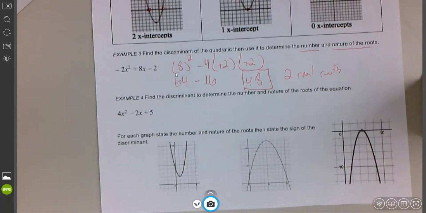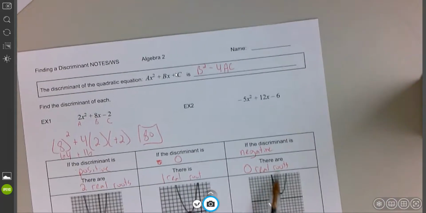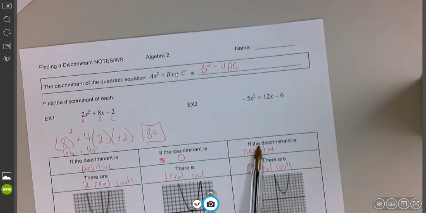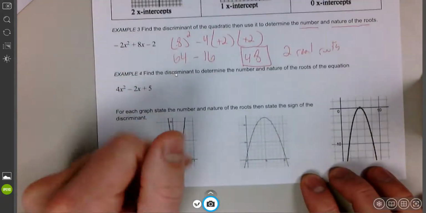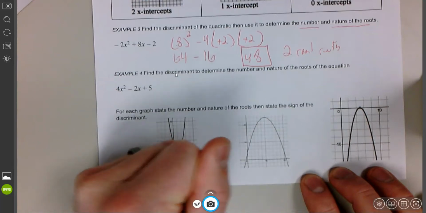Here on the next one, we can kind of work backwards with it. Just by looking at the graph, what would that mean about how many roots there are? And then what would the sign of the discriminant be? Okay, for this one, looking at it, how many x-intercepts are there? 0. Okay, so now I'm going to come up here. Which one was the 0 x-intercept? This one. That means my discriminant is negative. So I'll just say discriminant negative.